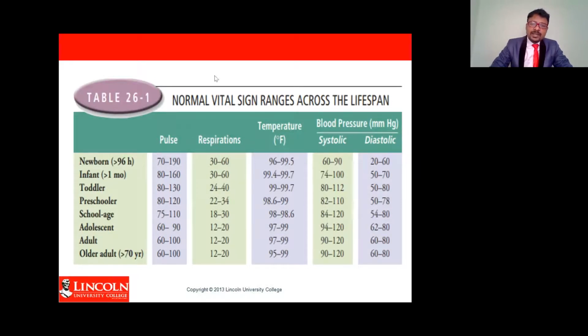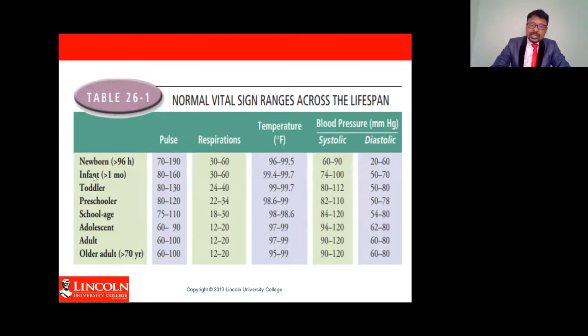These are the major vital signs: pulse, respiration, temperature, and blood pressure. If you check these in the newborn, more than 96 hours, that means more than 4 days, the pulse will be 70 to 190, respiration 30 to 60, temperature 96 to 99.5, and blood pressure 60 to 90 systolic and 20 to 60 diastolic. This is about the newborn, but in the adult it will be totally different.